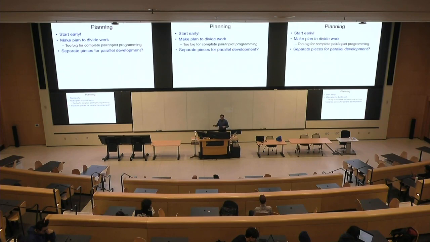Okay, so planning. You should start early. Don't leave this to the last couple of days because it'll be really stressful. And you want to divide up the work. Milestone 3, much like milestone 2, is a bit too big for you to just have one person coding and two people navigating and giving feedback. So you've got to divide it up more. How can we separate this for parallel development?